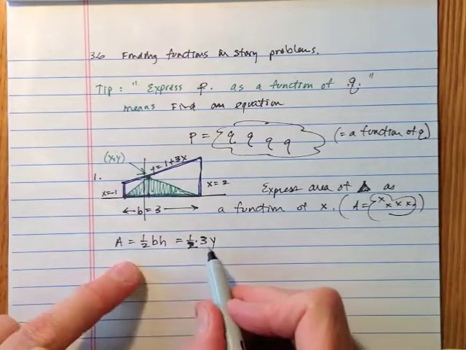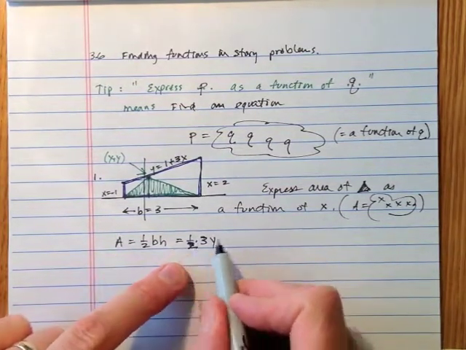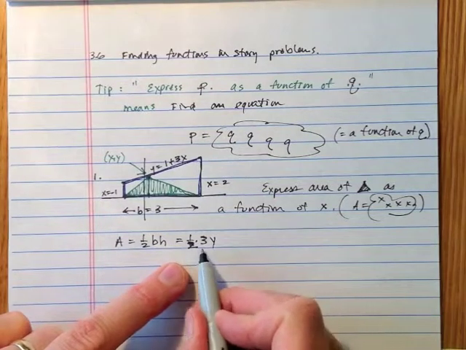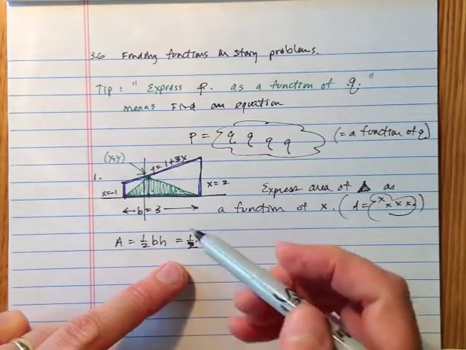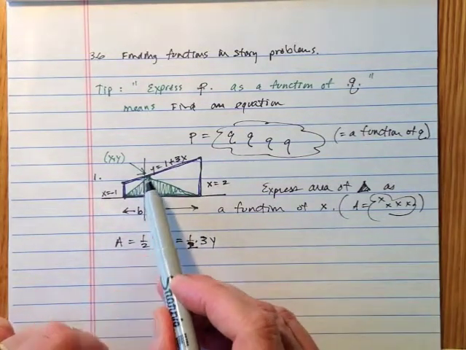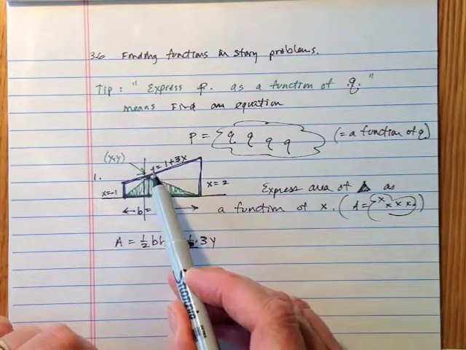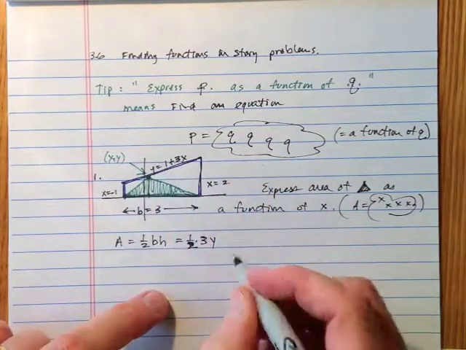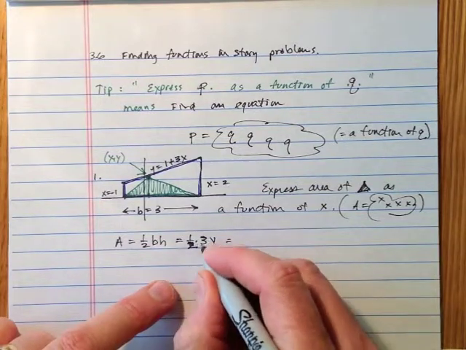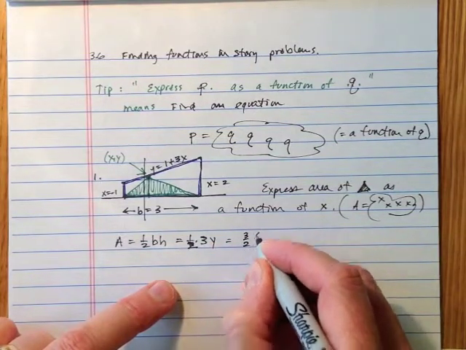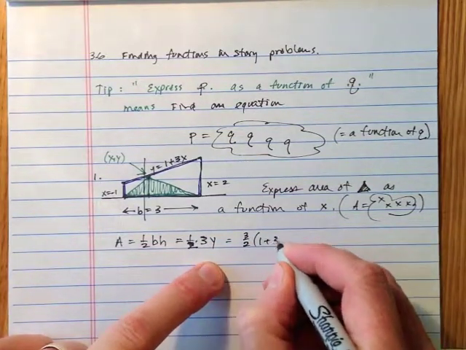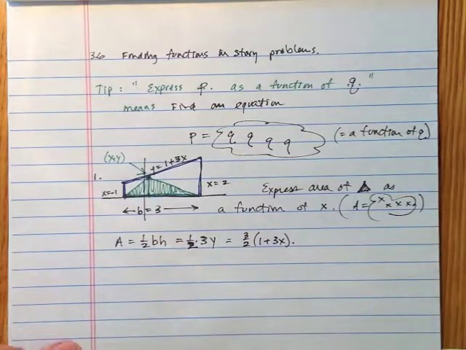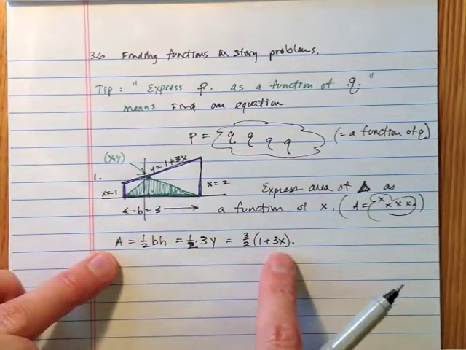I still haven't expressed this area as a function of x, but at least I've got an expression for the area. What's y? Well, y is a point on this line, and on that line, the y coordinate equals 1 plus 3x. 1/2 times 3, that's 3/2, isn't it? So y gets replaced with 1 plus 3x. I'm done. I've expressed area as a function of x.